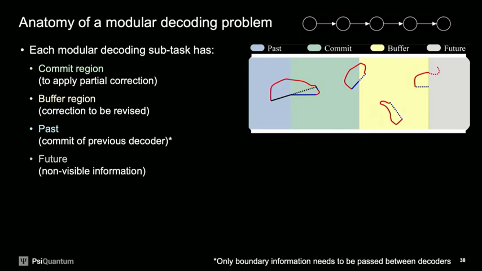And importantly, it doesn't have access to that whole past. It just has access to the updated information on the boundary. And then it has the buffer, this extra information. Then it also has the future, which is just some non-visible information, or maybe it's yet to be determined. You haven't decided what you're going to do there yet.